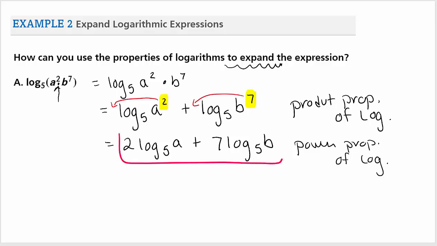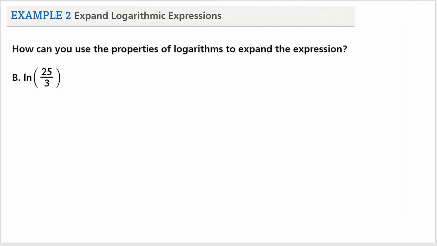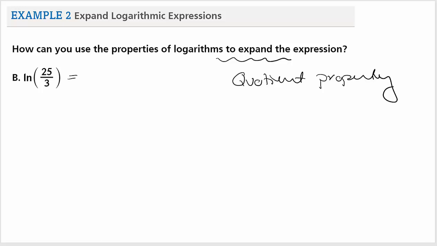And this is our final expanded answer. The next example is asking us to expand as well. Now notice here we have the natural logarithm. That is a logarithm. It's just a special case. So we will continue to use that natural logarithm. So we will separate this using our quotient property. So we'll take that natural logarithm of 25 and we will subtract the natural logarithm of 3. And that is our final answer.